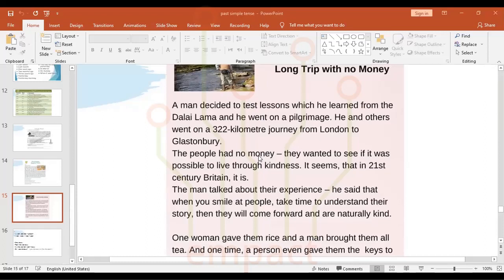The people had no money. They wanted to see if it was possible to live through kindness. Through kindness. It seems that in 21st century, right? It is. Mm-hmm. Thank you so much. Well done. Yes, Leha.